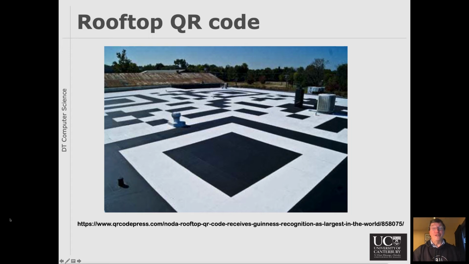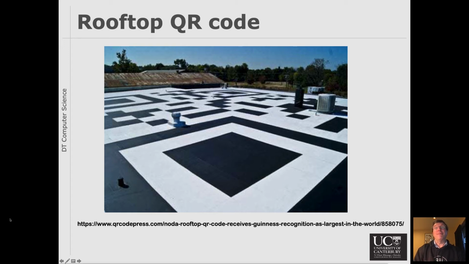So because QR codes are incredibly versatile and you can put them in all sorts of places, I found this one that's on the rooftop of a building, and in fact it turns out there's a few rooftops that have got QR codes on them. That might be something for your students to look for on Google Maps. You pretty much need to be an aeroplane to be able to scan those ones.